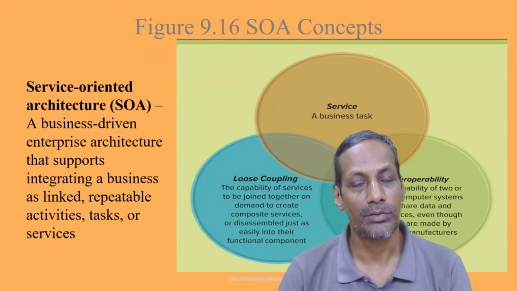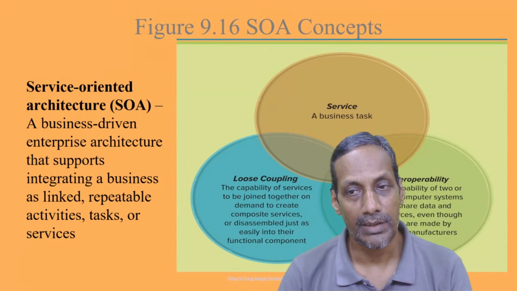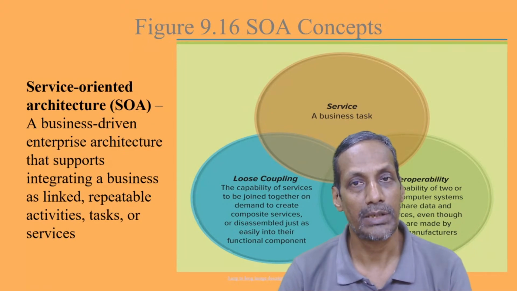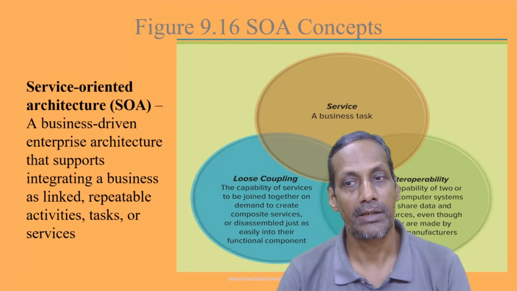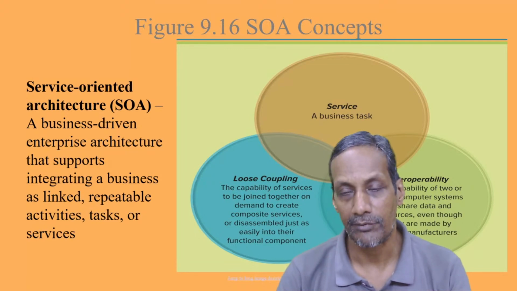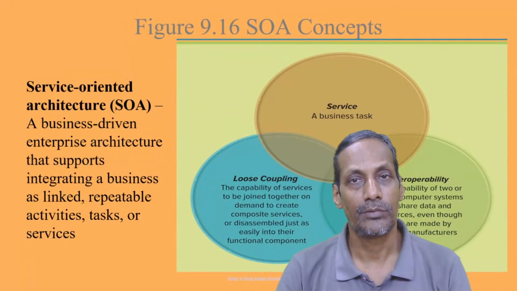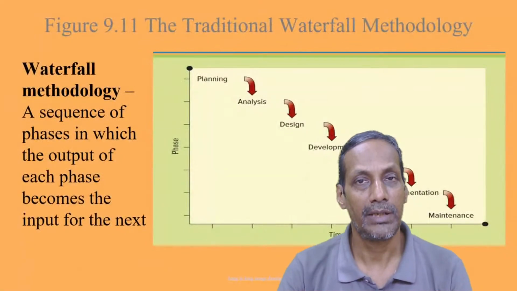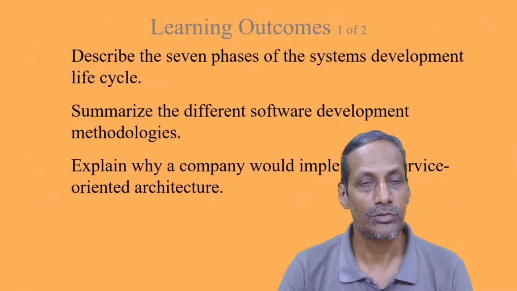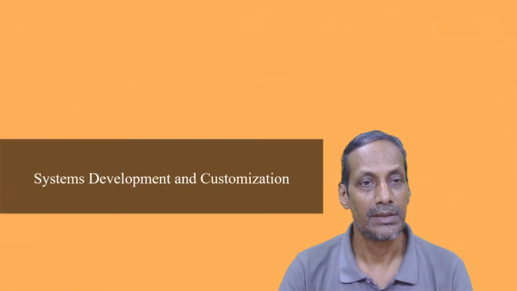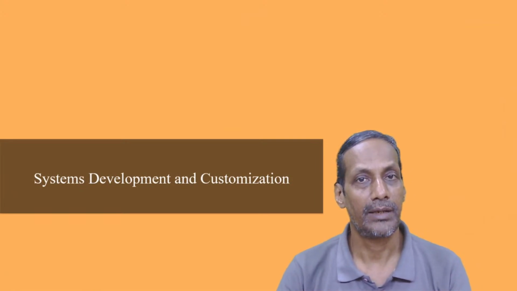The biggest ability of a service-oriented architecture is its interoperability: the capability of 2 or more computer systems to share data and resources, even though they are made by different manufacturers. So with this, we have taken a quick look at the various methodologies that you can follow to develop and customize a business solution or an information system solution.